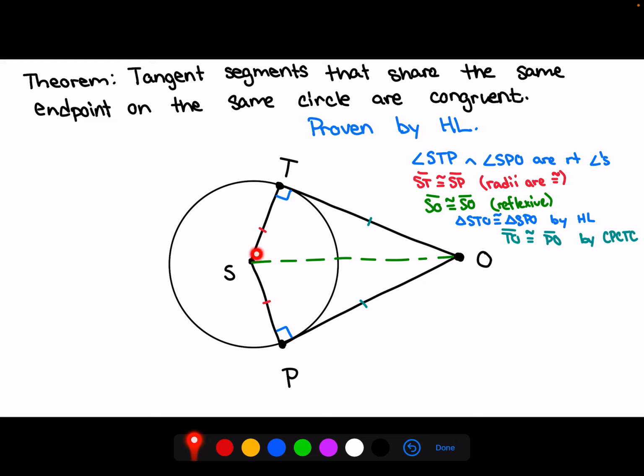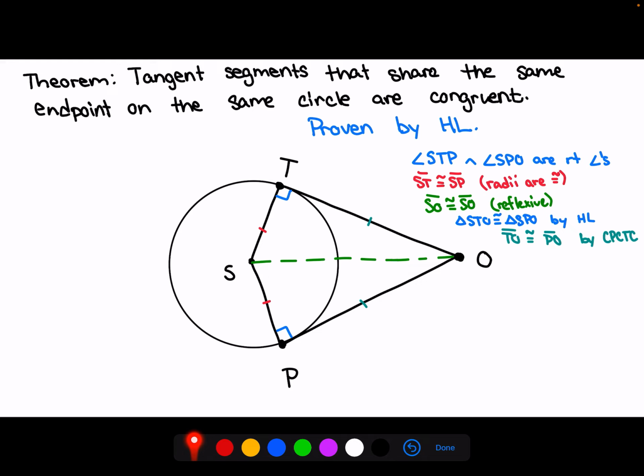From there, I can say that ST is congruent to SP, because all radii within the same circle will be congruent to each other. And that's the leg portion of HL. You already have the right angles for HL. Now we just need the hypotenuse. For the hypotenuse, I drew in segment SO. This is just an auxiliary line used to help me prove this theorem. So I drew in this segment here, SO.